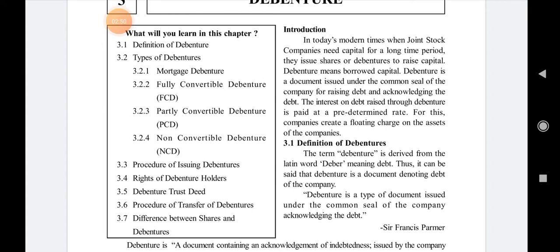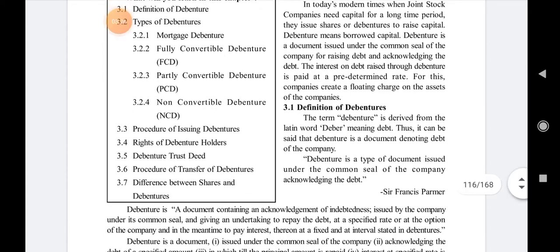Debenture means borrowed capital. Debenture means one kind of borrowed capital. It is borrowed from the public. Debenture is a document issued under the common seal of the company for raising debt and acknowledging the debt. See, debenture is a kind of document which acknowledges that you have taken a debt from the public.